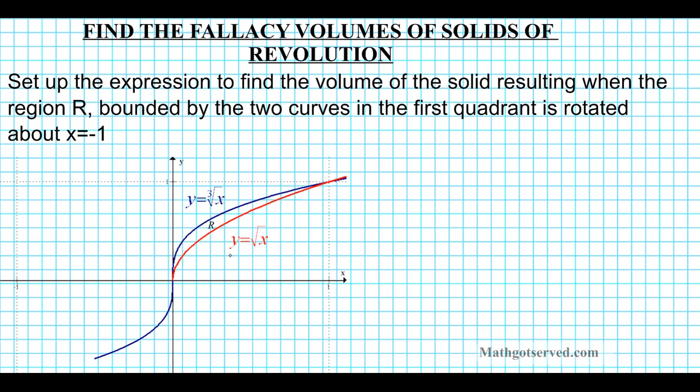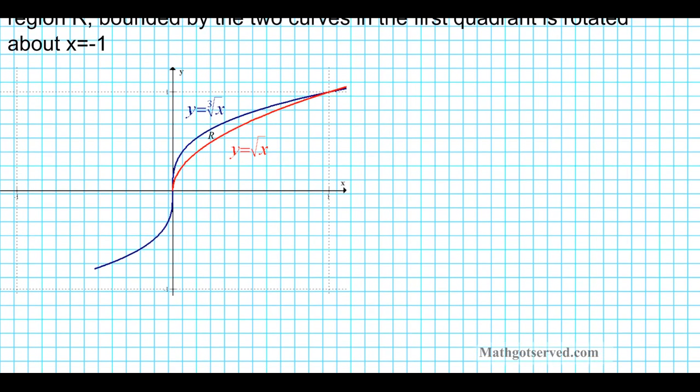Okay. So the instructions are for us to set up the expression to find the volume of the solid resulting when the region R, the region bounded by these two curves in the first quadrant, is rotated about x equals -1. Okay, so in this problem, we're rotating our axis around x equals -1. So let's go ahead and sketch our axis of rotation. That's our axis of rotation right there.